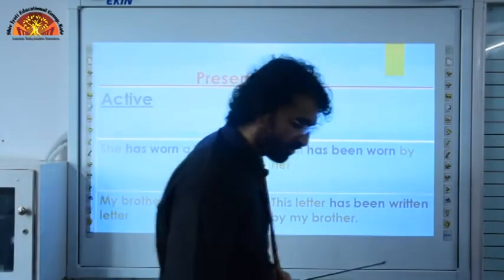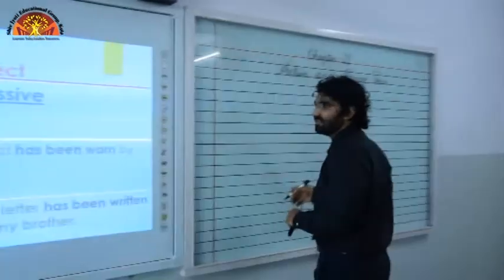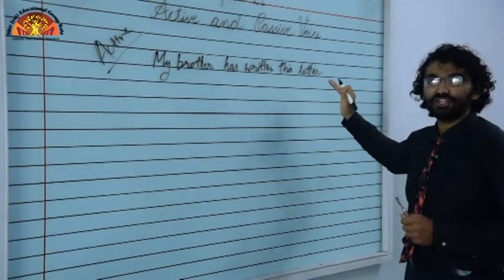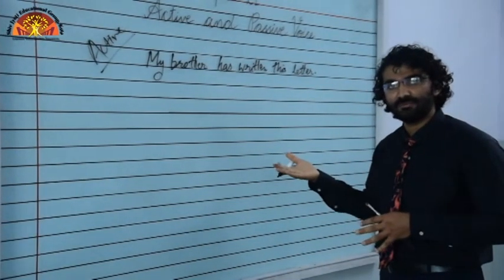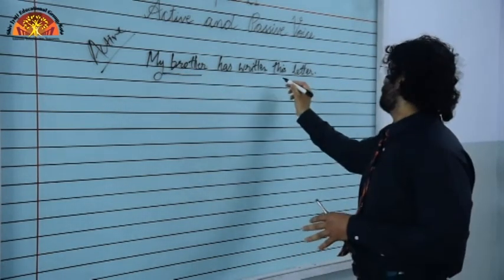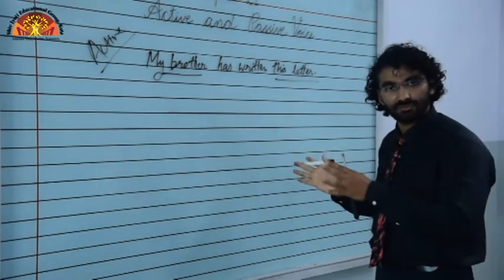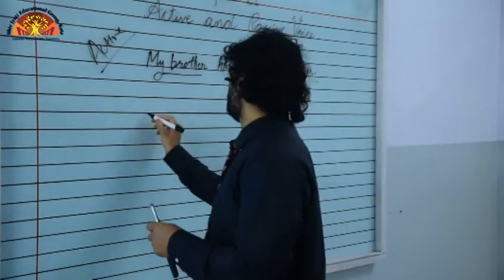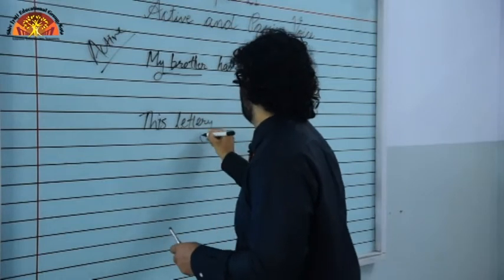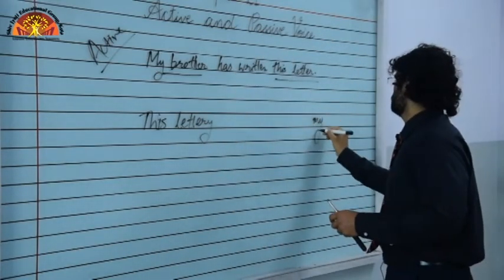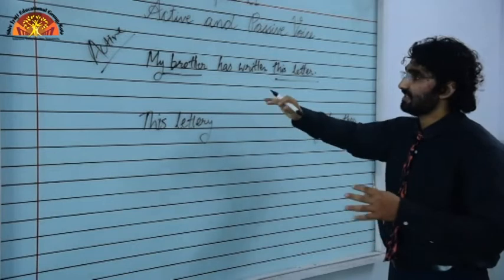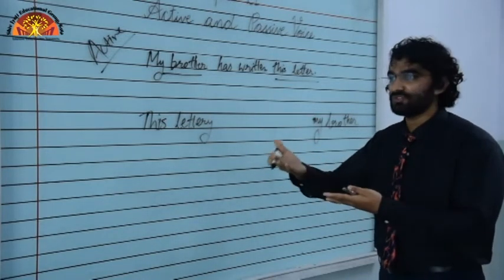Let's go to the whiteboard. Okay, I need you to help me with this one, present perfect. My brother has written this letter. Can you try to identify the subject and the object for me? Yes, you can. My brother, subject. This letter, object. So apply rule number 1 and interchange the places. This letter... my brother. Okay. Now help me with this part. Since it's the case of present perfect, what are we supposed to do here?